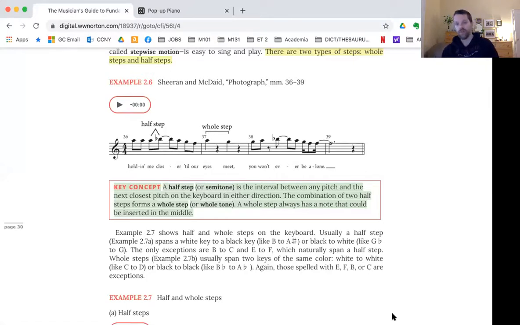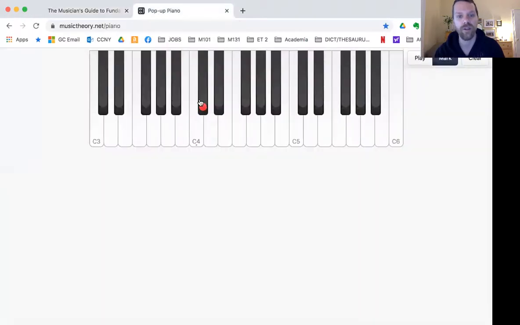And the whole step, as you probably gather, you can think of it in a couple ways, but this says here, the combination of two half steps forms a whole step. A whole step always has a note that could be inserted in the middle. It's like it's skipping a note or something like that. It's just the distance that takes up two half steps. That's how I like to think of it. So back to our keyboard.